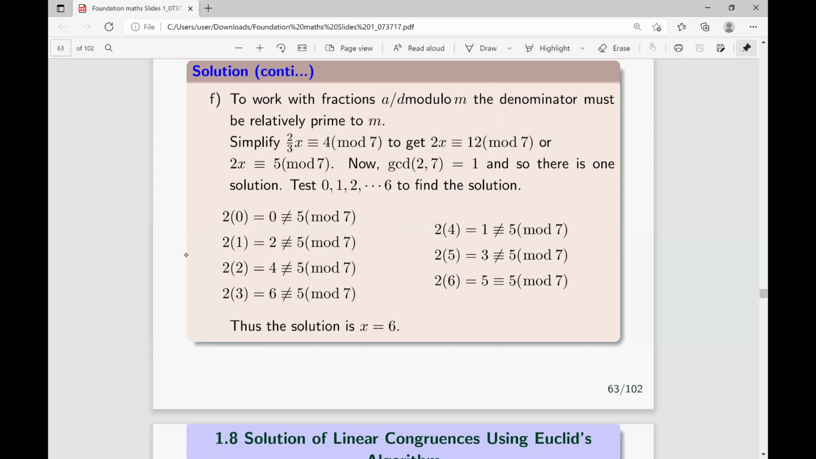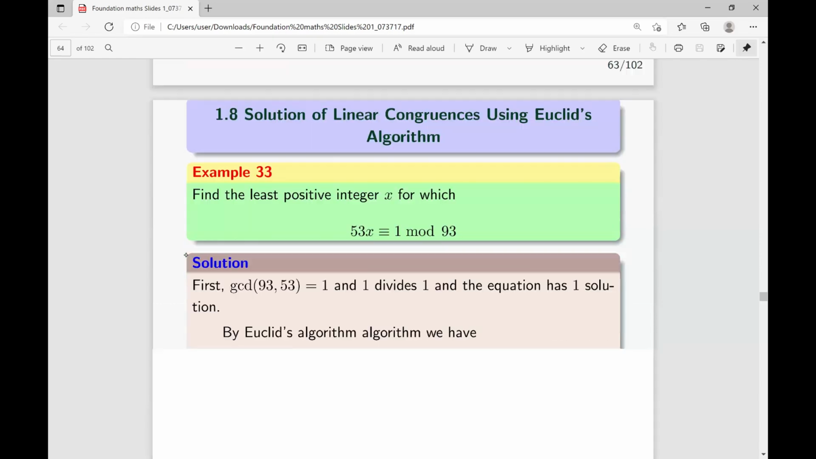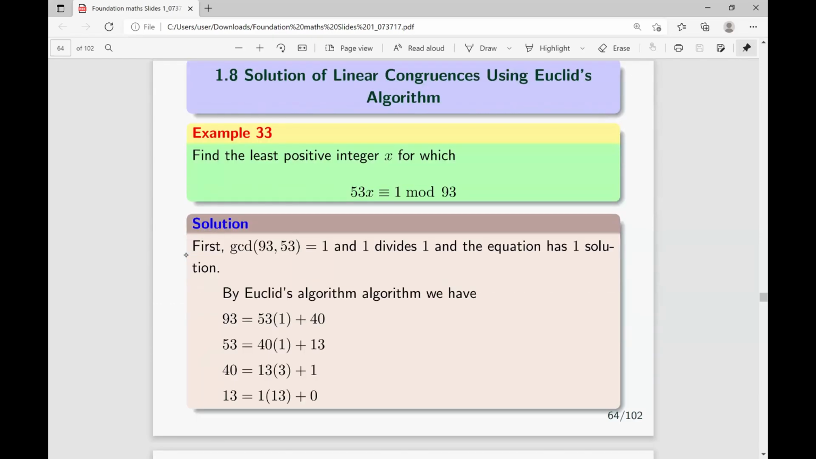Now, let's look at how to solve those systems. If the modulus is large, look at this equation, the way it's written here. What is here is 1. This one is very interesting because what is there is 1. What that means is that the GCD of 93 and 53 is 1.